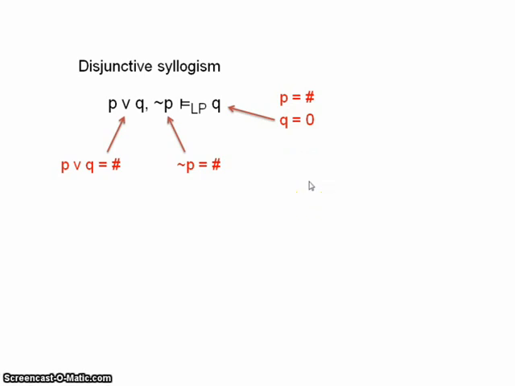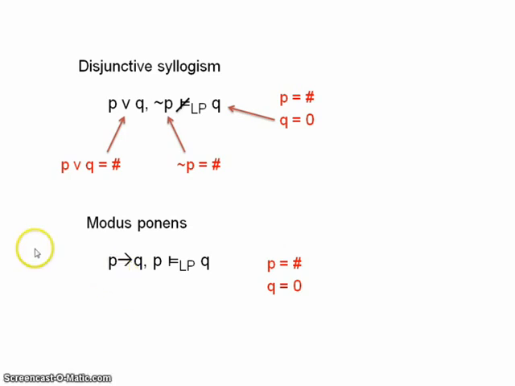Now, disjunctive syllogism isn't the only thing we have to reject. Consider modus ponens. Again, let's say that P is hash and Q is 0. So for the conditional here, if we remember our truth tables earlier, if we have if hash then 0, then the conditional is hash. So P is hash, Q is 0, that means the conditional as a whole is assigned the hash.